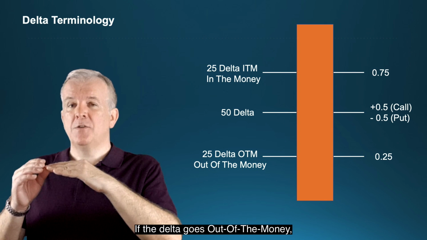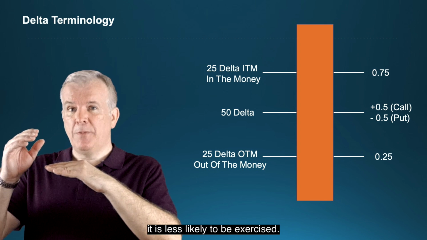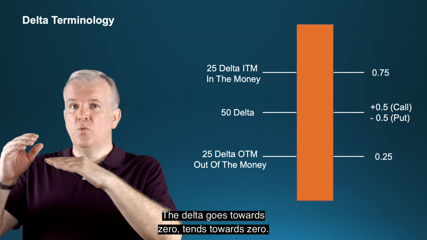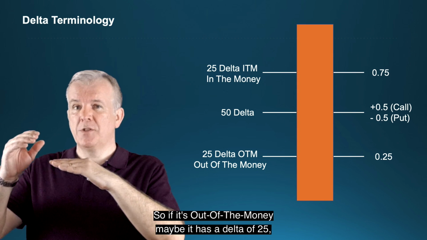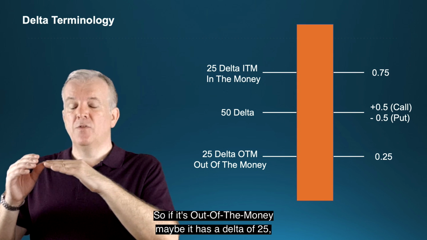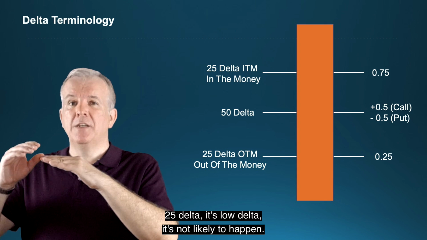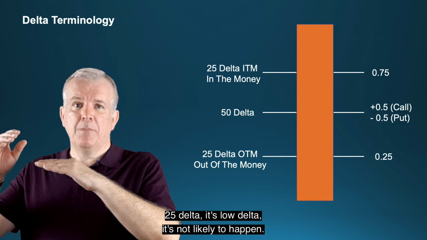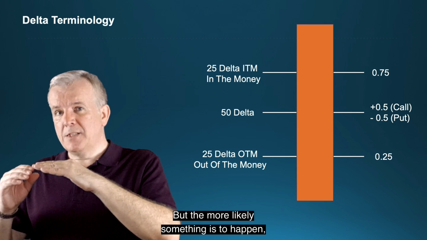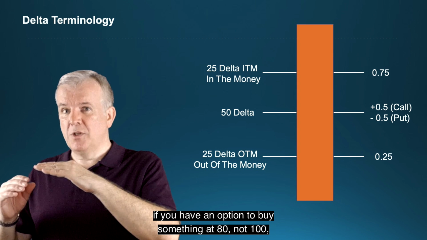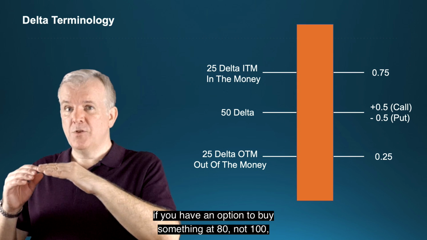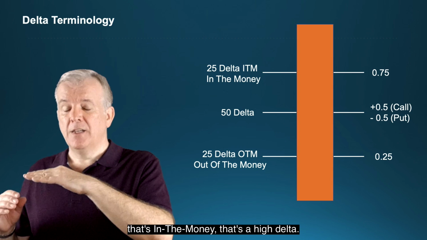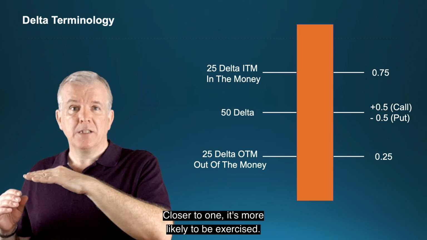If the delta goes out of the money and is less likely to be exercised, the delta tends towards zero. So if it's out of the money, maybe it has a delta of 25 delta. It's low delta, it's not likely to happen. But the more likely something is to happen, if you have like an option to buy something at 80, not 100, that's in the money, that's a high delta. Closer to 1, it's more likely to be exercised.